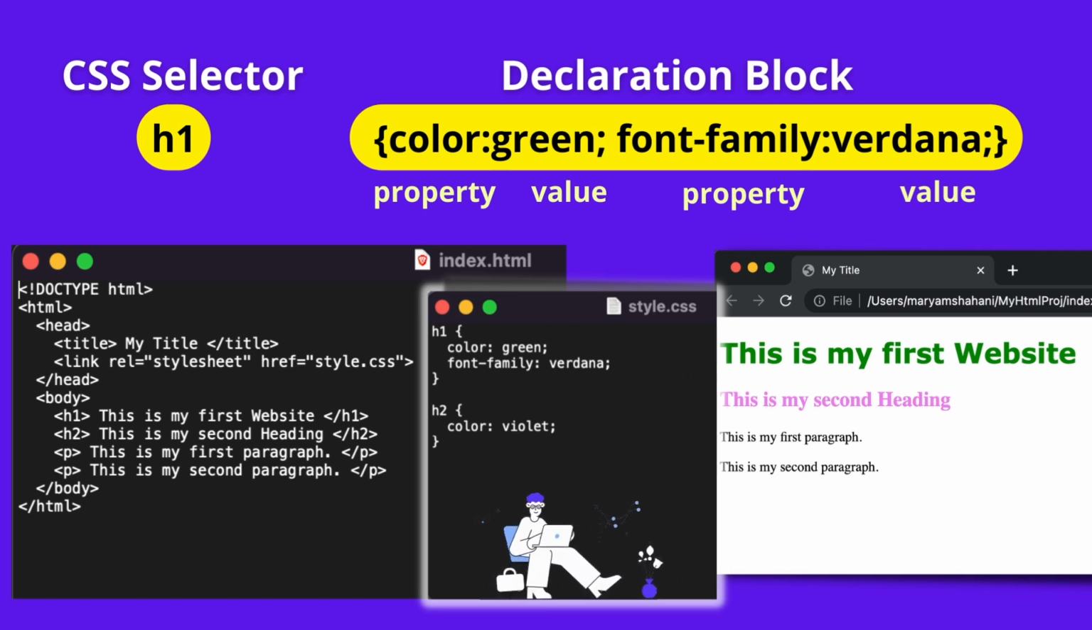The CSS selector points to the HTML element you want to style. Declaration blocks are surrounded by curly brackets. Each declaration block contains one or more declarations separated by semicolons. Each declaration includes a CSS property name and value, separated by a colon.